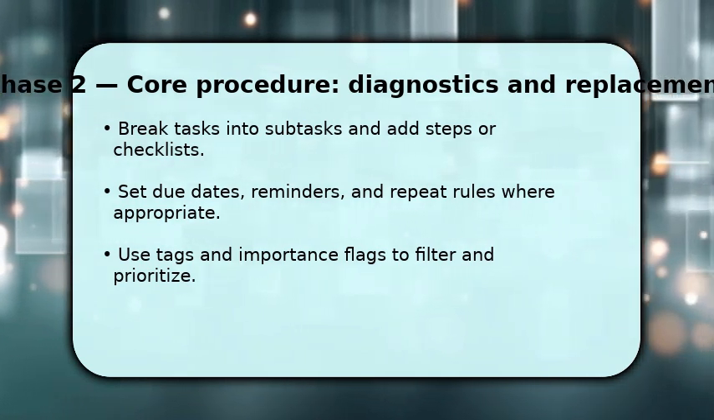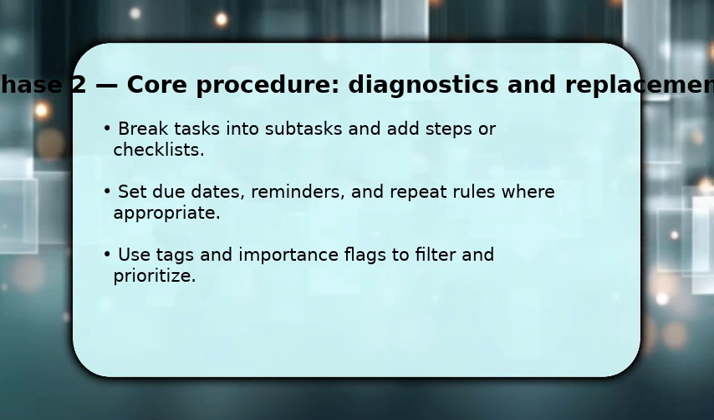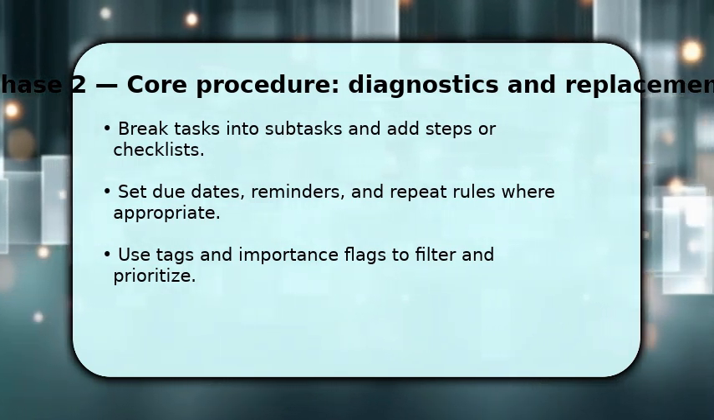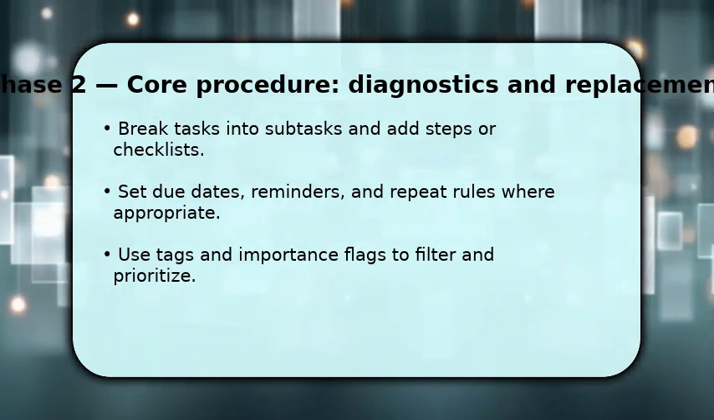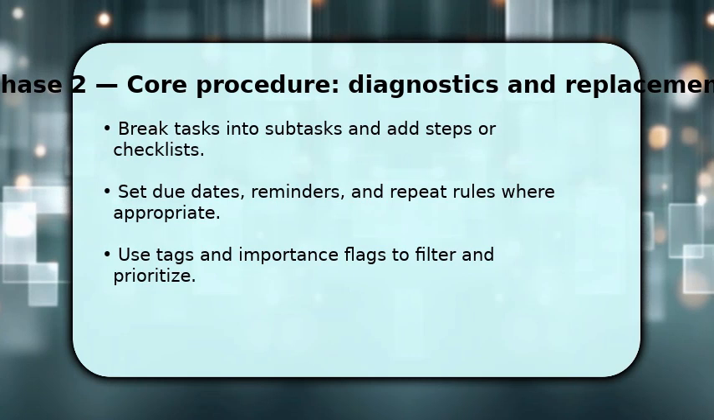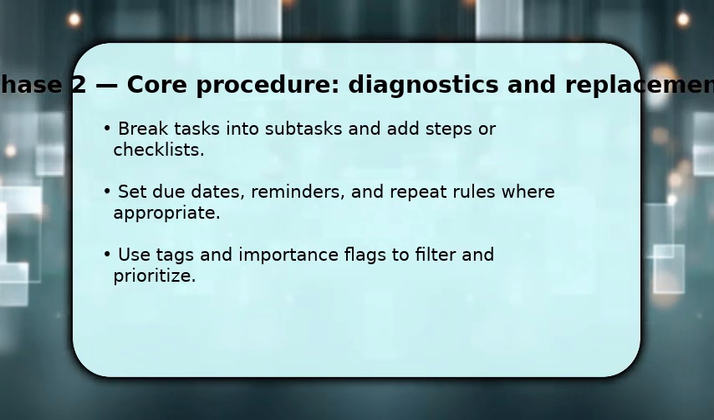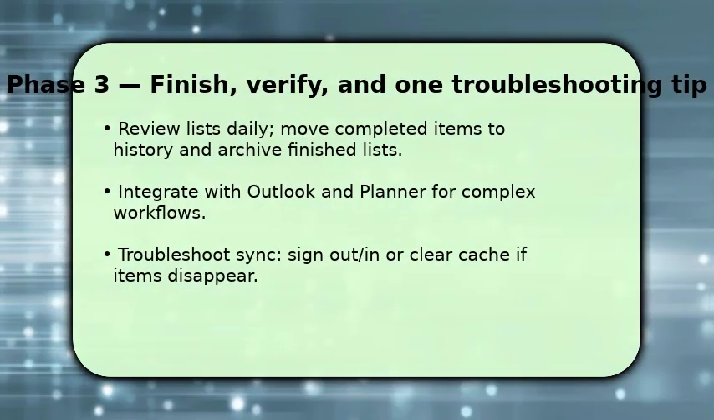Once scheduled, apply tags and importance flags to group related items and quickly filter. This reduces decision fatigue when choosing what to work on and keeps deadlines visible, so you spend time doing, not deciding. Finally, build a short review habit.